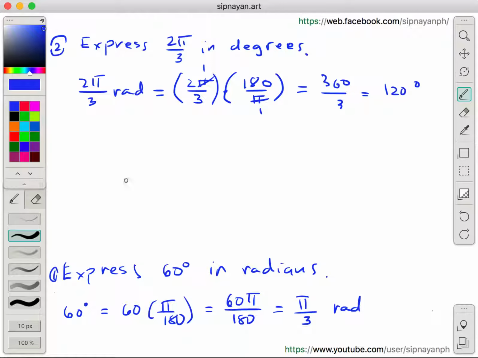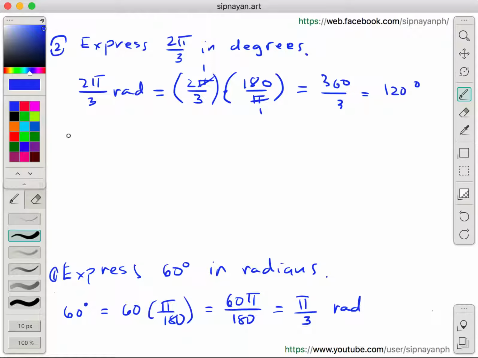So madali siya, kung nakalimutan niyo yung formula. Madali siya kasi, for example, yung 2 pi over 3. Para ma-convert siya, dapat mawala yung pi. So, dapat yung i-multiply mo ay yung pi sa ilalim. So, 180 over pi. Yung degrees naman, kailangan mawala yung degrees. So, yung 180 degrees yung nasa baba, di ba? So, kaya siya pi over 180. No? Magka-cancel tayo dito.